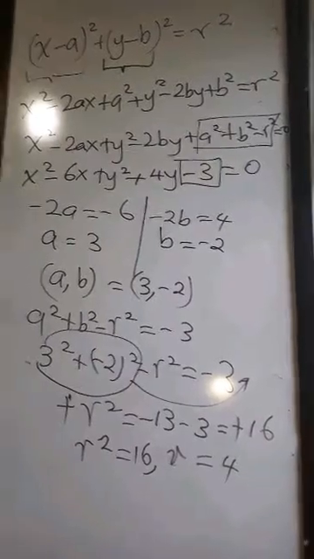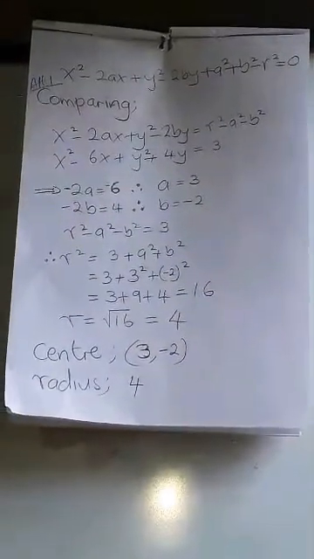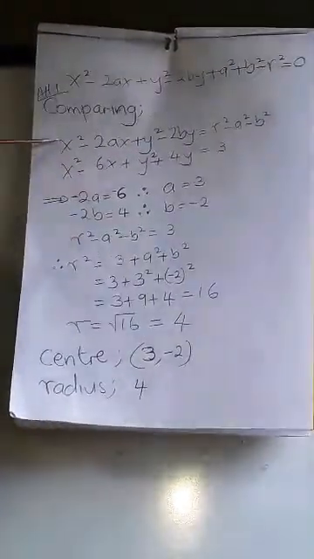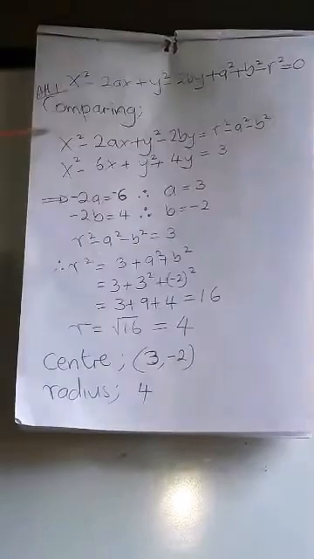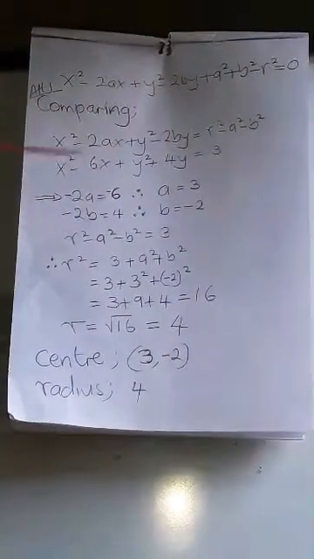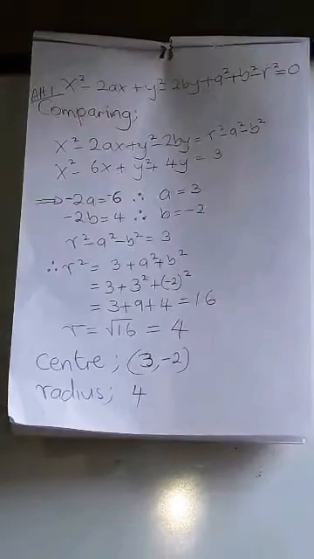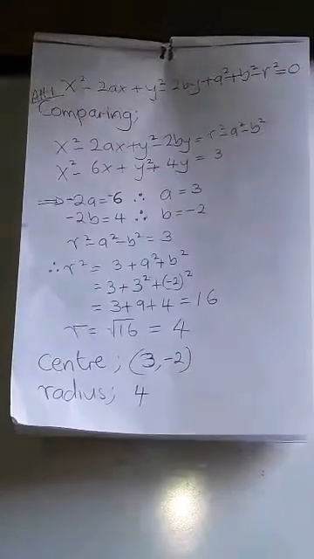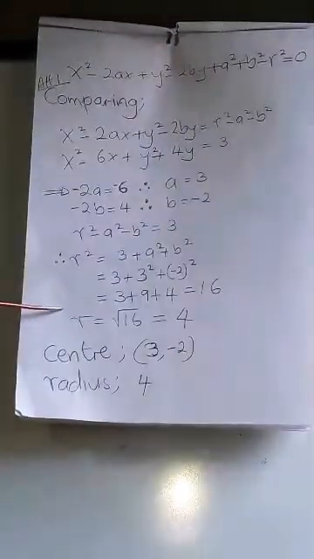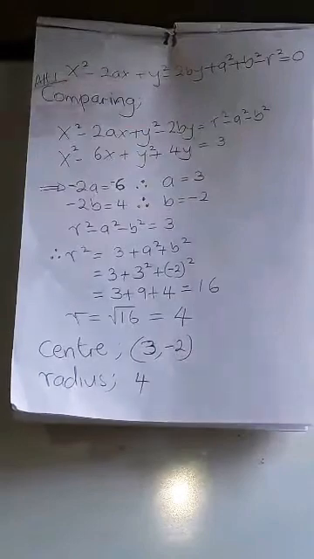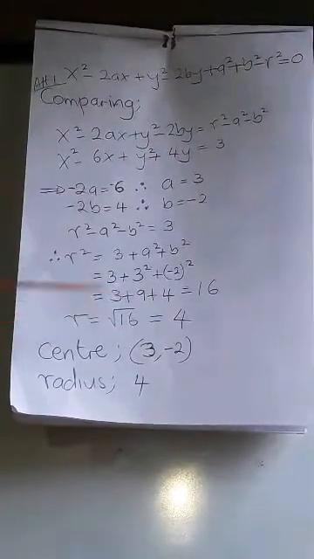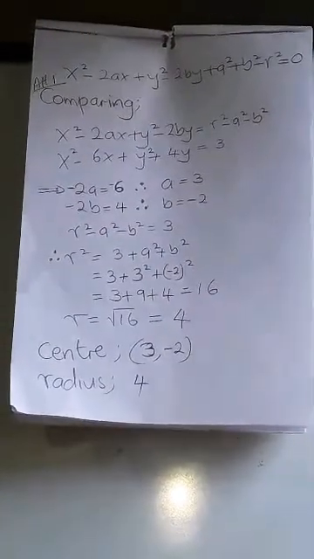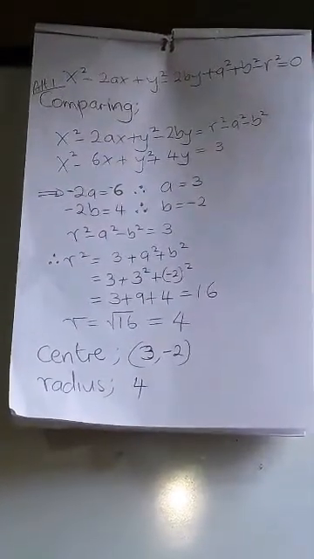Alright, so this is what we have done. We've been able to rewrite the expanded form and compare it with the equation given. And by comparison, you get the values of a and b, and that is the center. And then you compare the constant part, and are able to find r after substituting the values of a and b that you have found, and get the square root of 16 is 4. So the center is (3, negative 2) and the radius is 4. Now that is alternative 1.